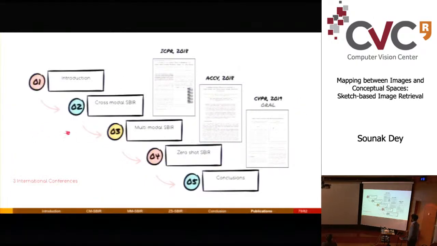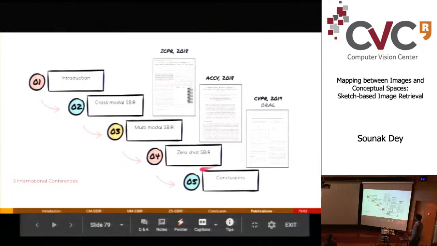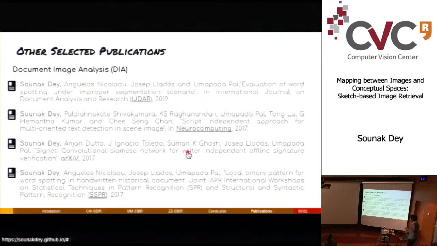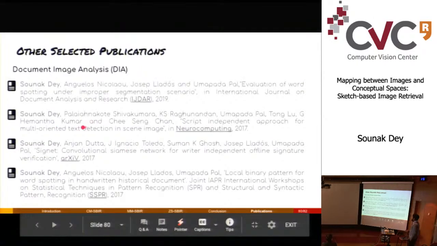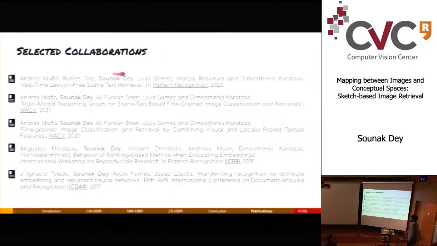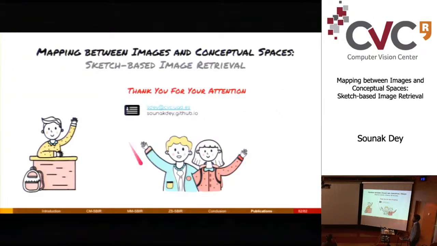The second chapter came up with an ICPR paper, the third with an ACCV, and the fourth with a CVPR. Having said that, I also have other publications from while doing my thesis, because I started with document image analysis, so I have some publications in document image analysis in IJDAR, Neurocomputing, some journals and some conferences. There are some selected collaborations, a few of them with my friends, in vision language and handwriting. These are all I have done to date. Thank you for your attention.